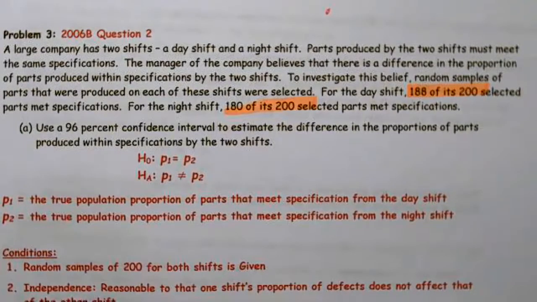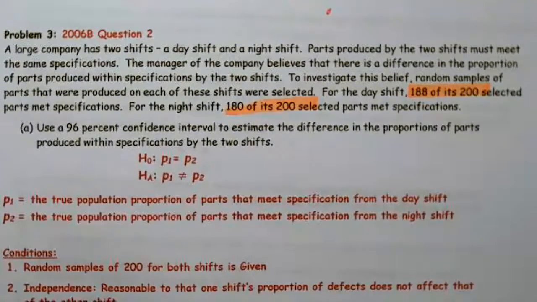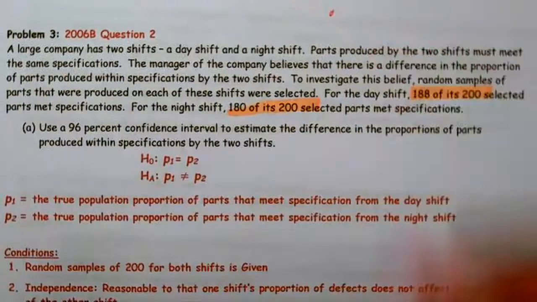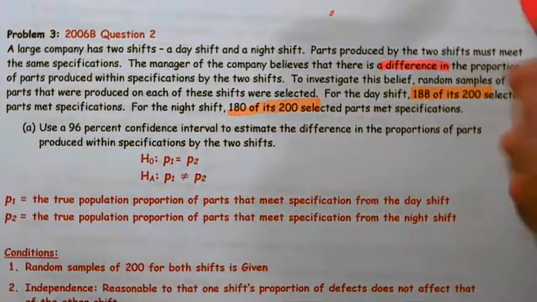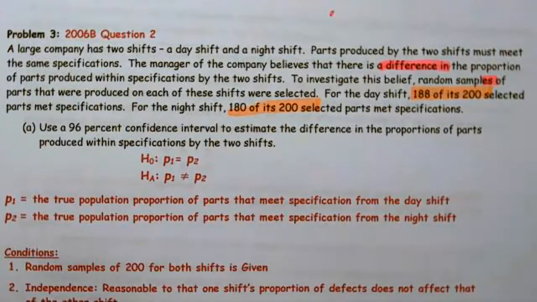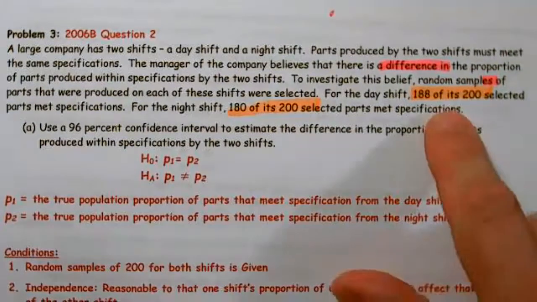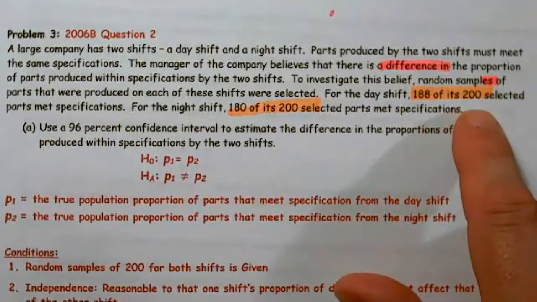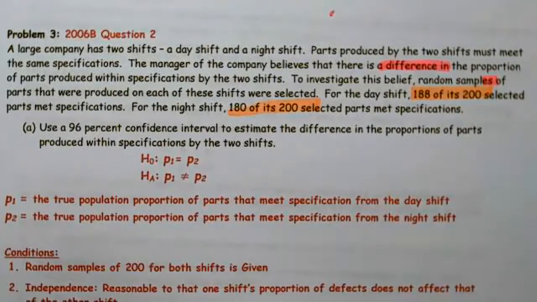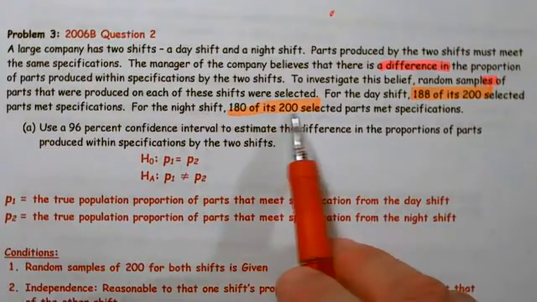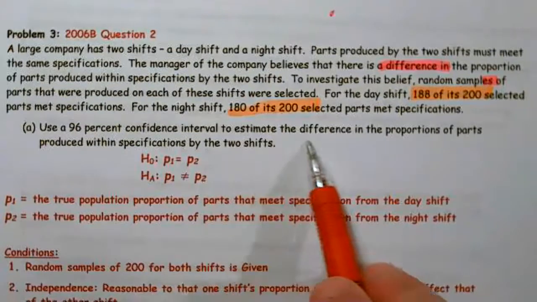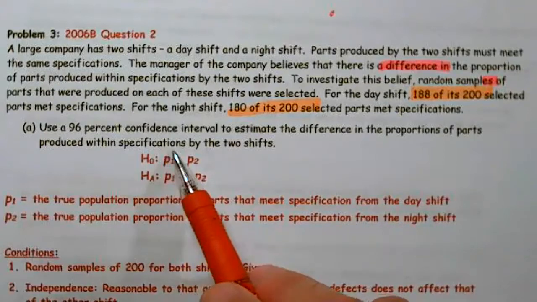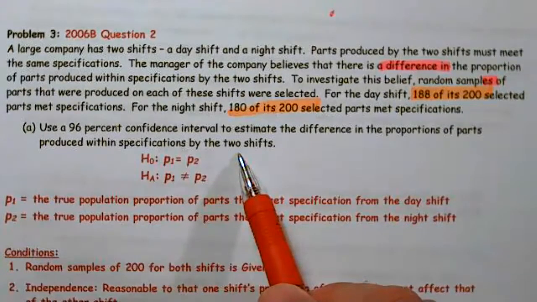The manager of the company believes that there is a difference in the proportion of parts produced within the specifications by the two shifts. That word difference is a key phrase. To investigate this belief, random samples, they put an S on it, that means I have more than one, of parts that were produced on each of these shifts were selected. For the day shift, 188 of its 200 selected parts met specifications. And then for the night shift, 180 of its 200 parts met specifications. Use a 96% confidence interval to estimate the difference in proportion of parts produced within specifications by the two shifts.